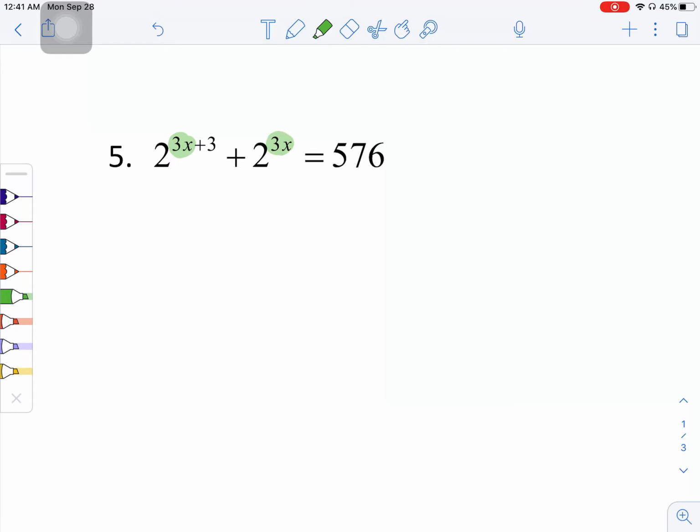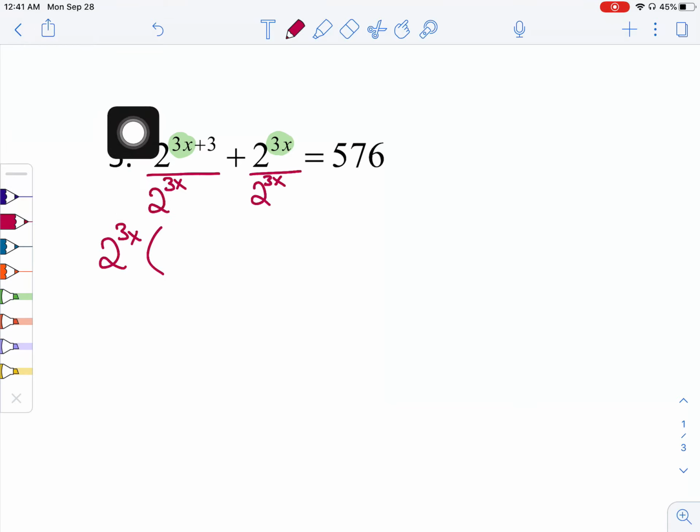So this is going to be a little bit weird, but what I'm going to do here is factor out 2 to the 3x, because that's the part that they have in common. So when I factor out 2 to the 3x, what's left? Well, in this first part, I would still have 2 to the third left, plus 2 to the 3x divided by 2 to the 3x, which is just 1.